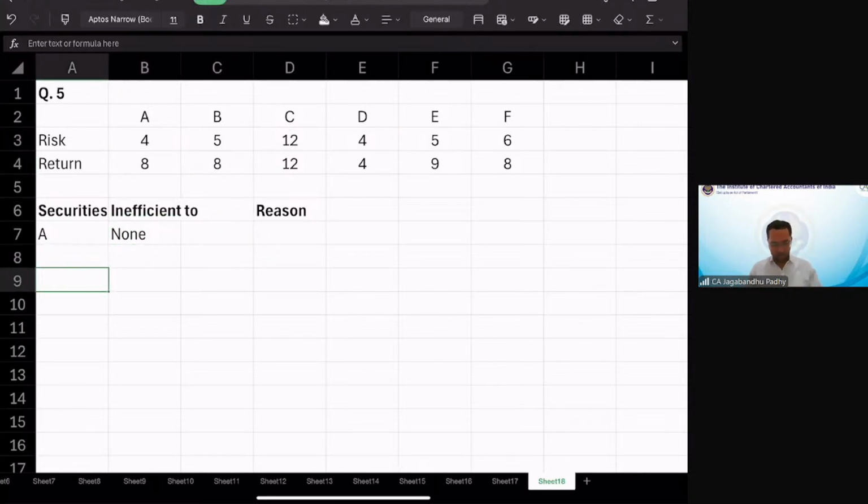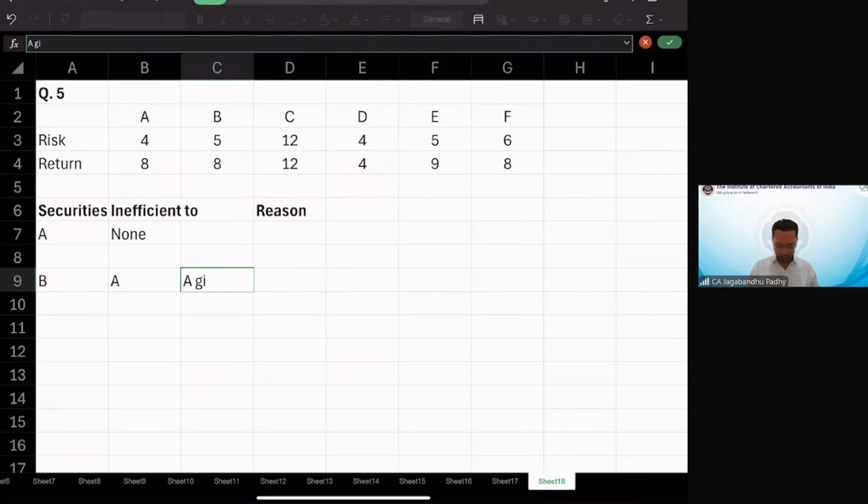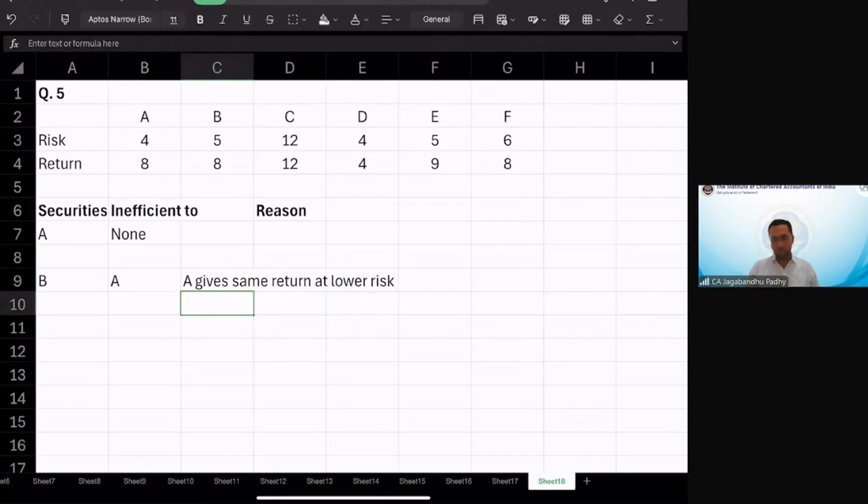Then look at security B. Is B inefficient to any security? Compare it with A. A has a lesser risk, but the same return. So we can say it is inefficient to A. What will be the reason that I will give over here? A gives same return at lower risk, right?